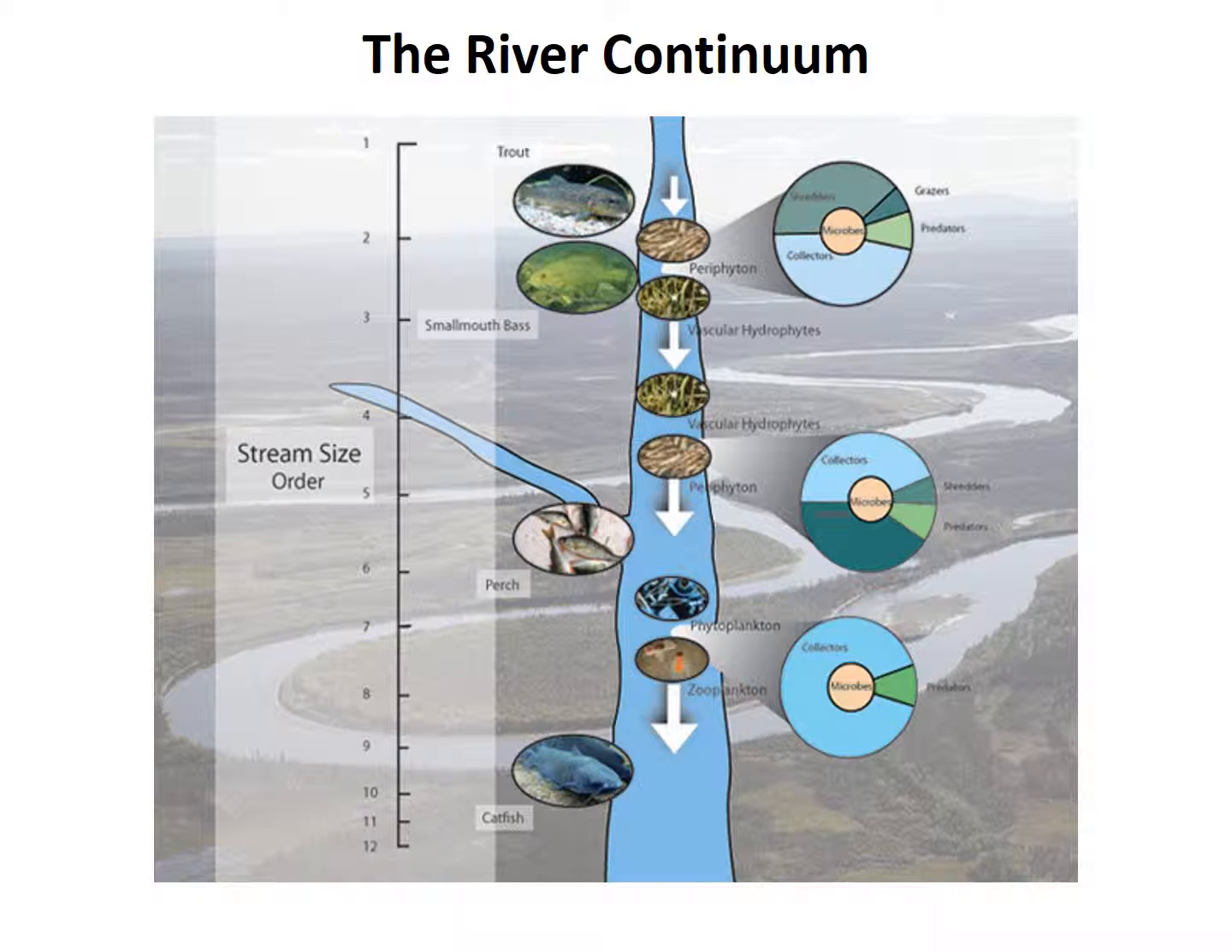So in summary, we have this river continuum concept that starts from the first order streams down to the 12th, where we have these known transitions in the biological, physical, and chemical properties of these lotic communities.